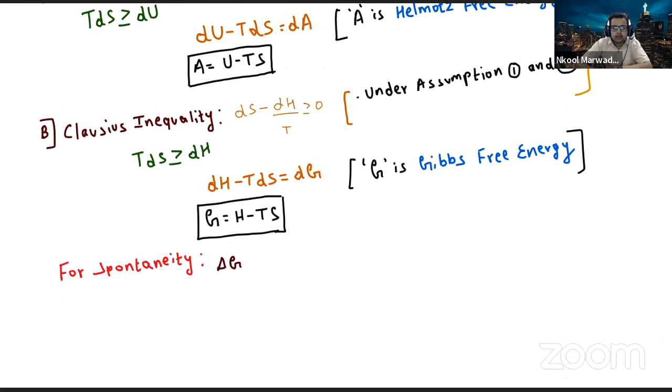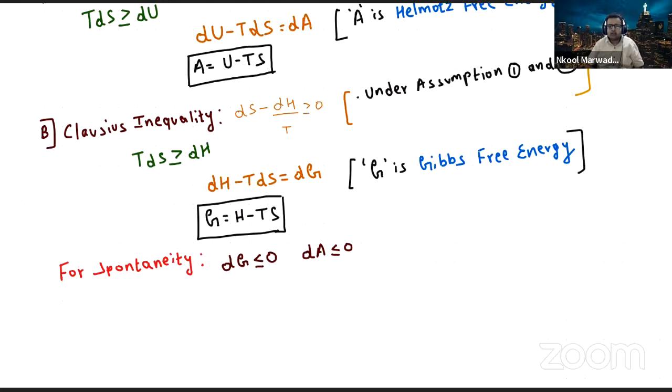I can write it dG. There's a difference between delta and the small d. So small d is very, very minute. So change in Gibbs free energy should be negative, and also change in Helmholtz free energy should be negative. So ultimately, change in free energy should be negative. Change in free energy should be negative means free energy should decrease. Then only it will be negative.